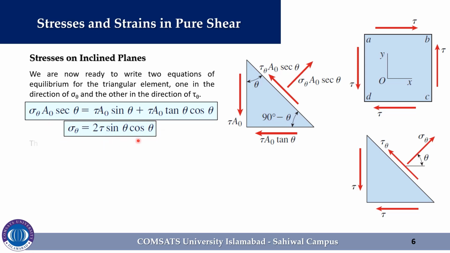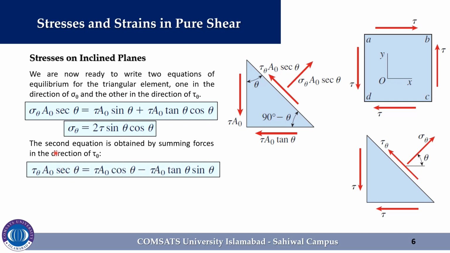However, the second equation is obtained by summing forces in the direction of tau theta, and the equation becomes tau theta A naught secant theta, that is equal to tau A naught cos theta minus tau A naught tan theta sin theta. Here the negative sign is because the bottom force individually tends to rotate the element in clockwise direction. So once again, by cancelling A naught on both sides and dividing the whole equation with secant theta, the equation becomes tau theta is equal to tau (cos square theta minus sin square theta).